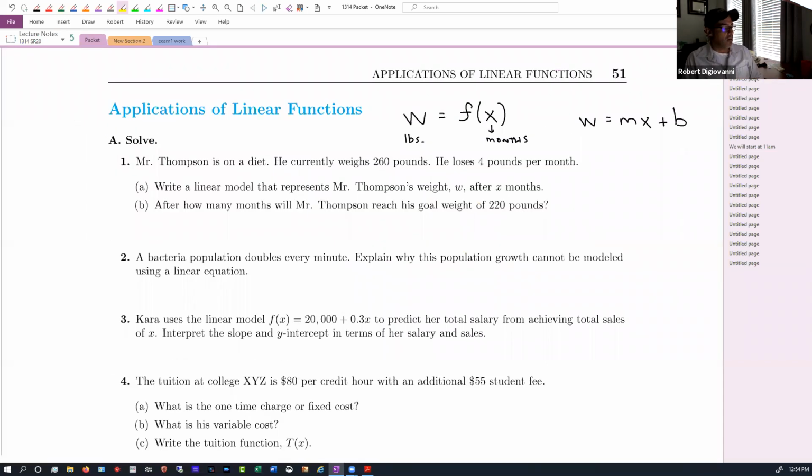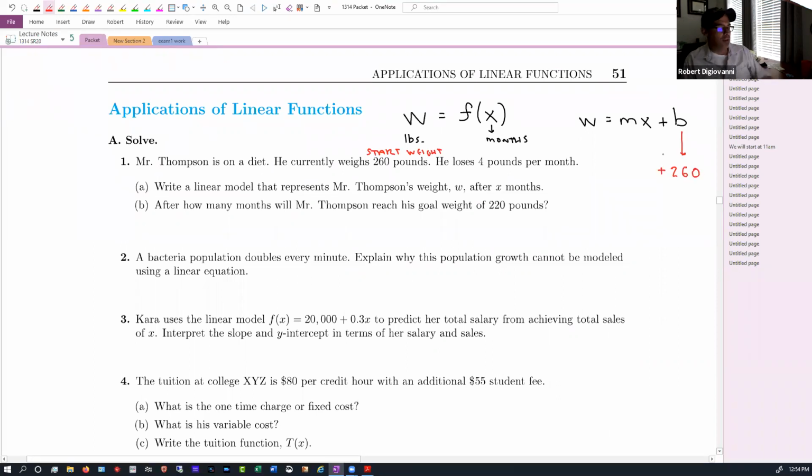So for Mr. Thompson, the 260 is actually his starting weight. Do you all agree with that? That's where his weight starts, his starting weight. So that should be the b, 260.